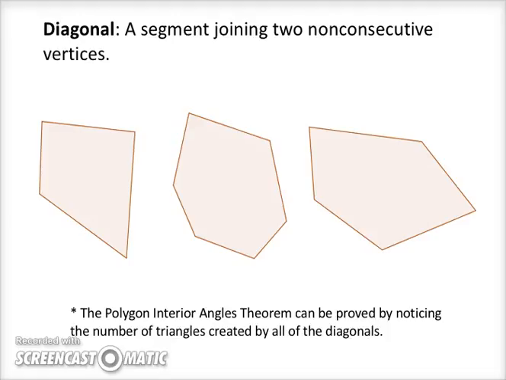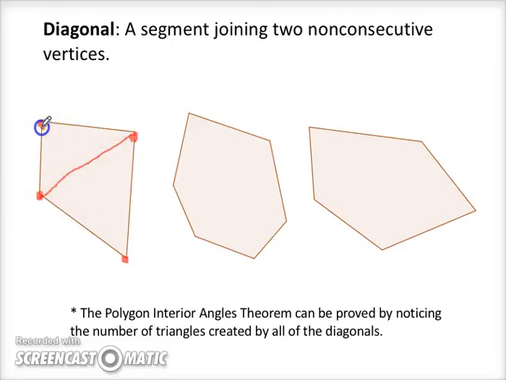Okay, here's another definition for you. A diagonal of a polygon is a segment joining two non-consecutive vertices. So let's remind ourselves what vertices are. These are vertices. And non-consecutive means they don't come right after each other. So, for example, this segment is a diagonal of this figure here.